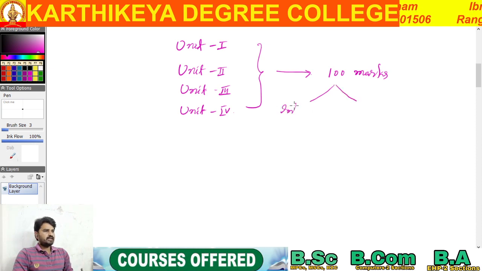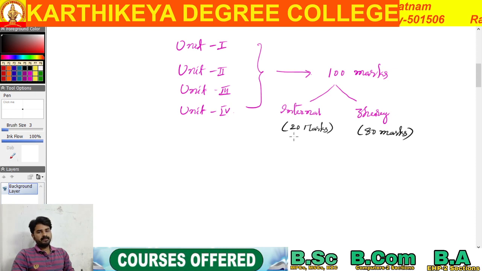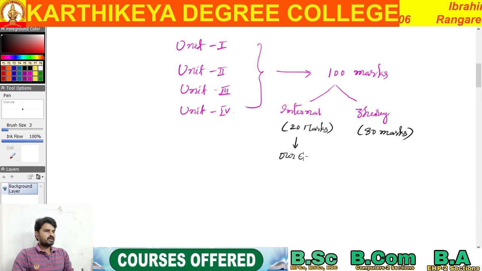The first one is the internal examination. The next one is the theory examination. The internal examination is allotted only 20 marks, so the remaining 80 marks are allotted for the theory examination. These 20 marks are conducted in our college. These 80 marks examination will be written by Osmania University, that means our university. This is the final examination, the university examination.